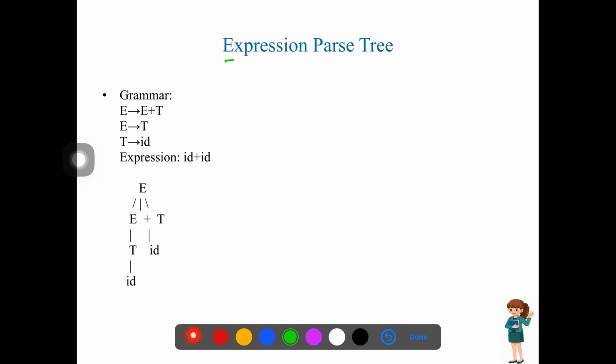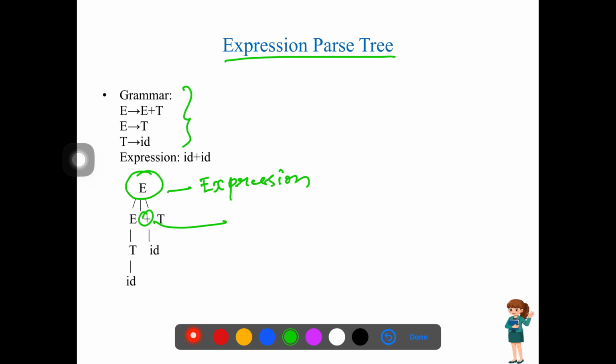Expression parse tree. This is the grammar. Root node always represents the expression, that is E. The operator plus becomes the child node of E. Then the identifier becomes the leaf nodes. This is how the expression parse tree is represented. Let's move on to the next slide.